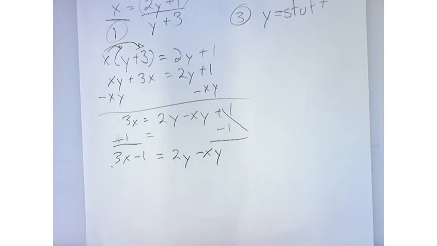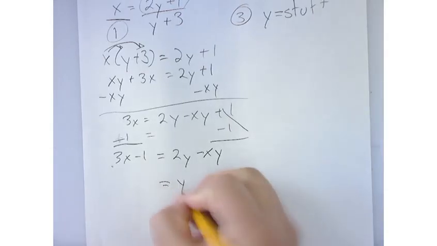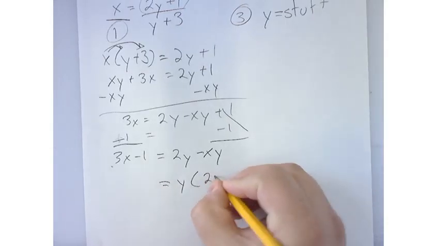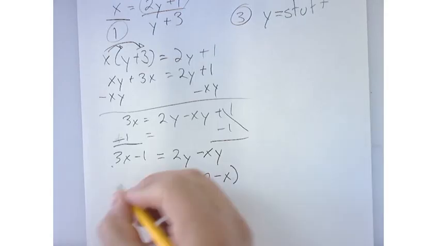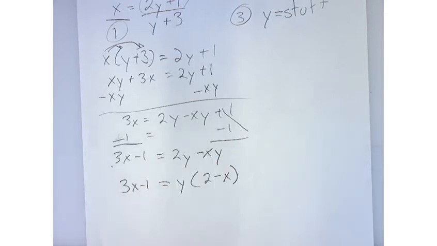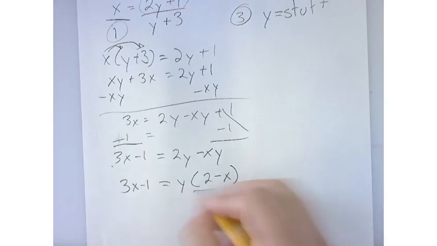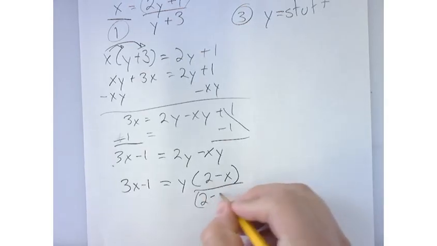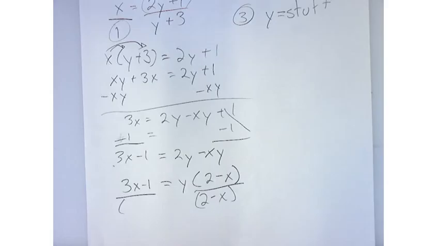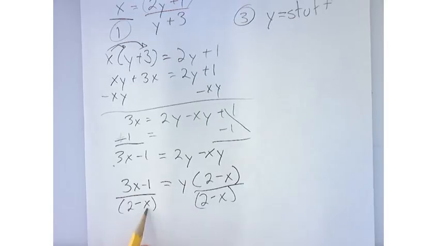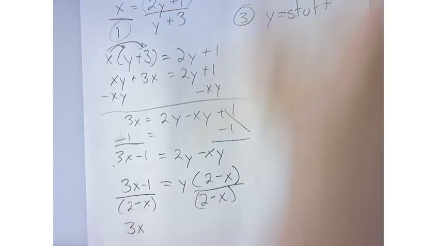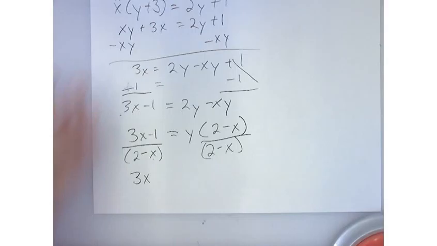Yeah. Now I factor out my y, which leaves me with 2 minus x. And then over here I have 3x minus 1. To get y by itself, I'm going to divide both sides by the quantity 2 minus x. And what we like to do is we like to toss the x in the front. So I'm just going to rewrite this as... Wait, how is that 2 minus 1?